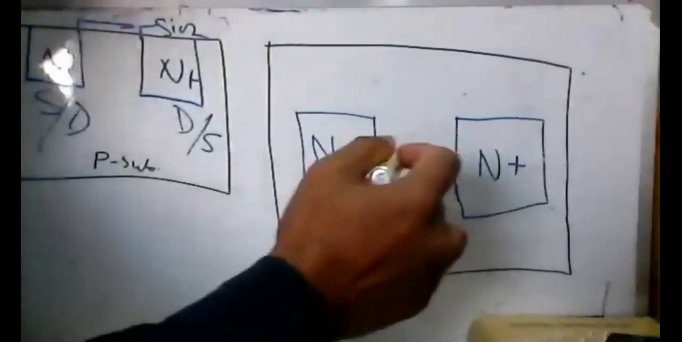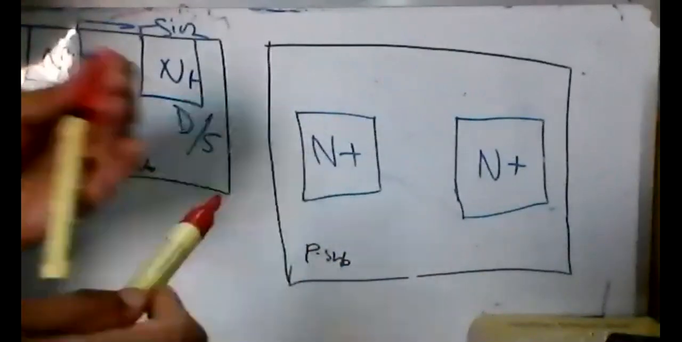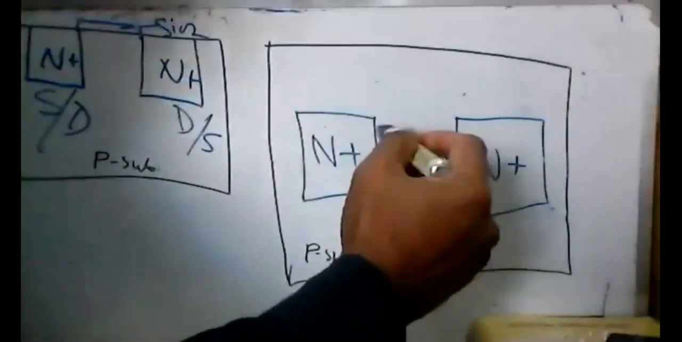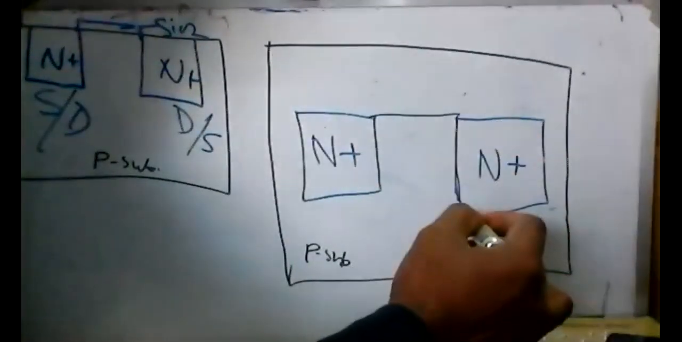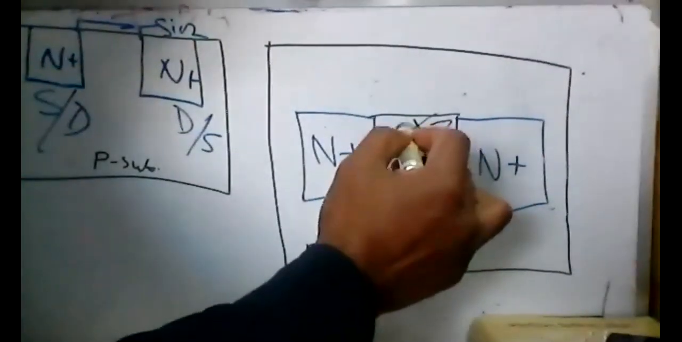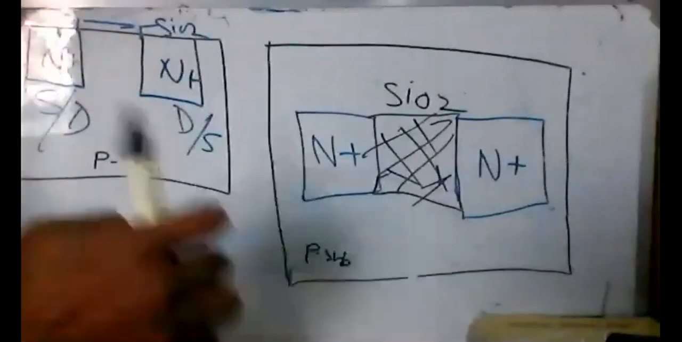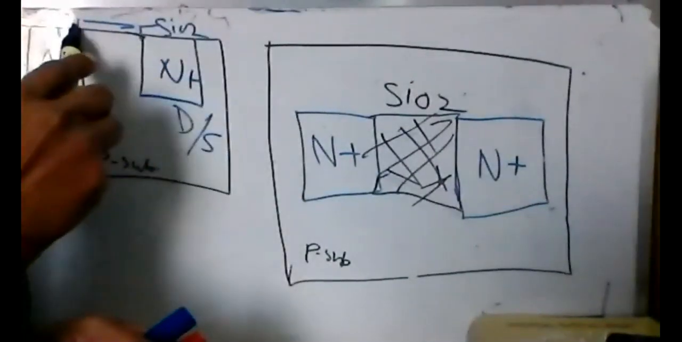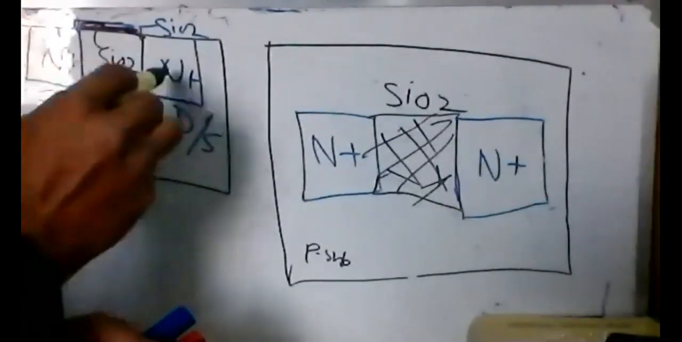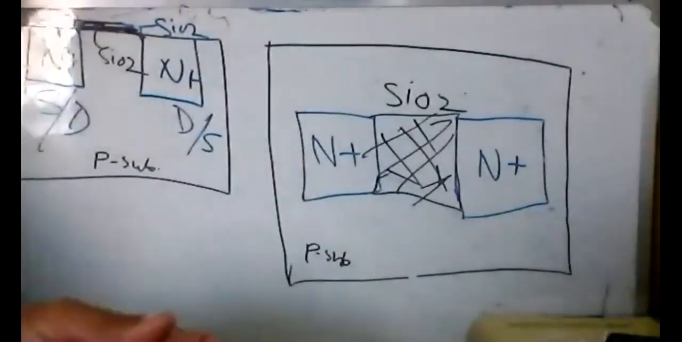One will be source and the other the drain, and in between these two we'll put a silicon dioxide layer, and that is an insulator. This is SiO2, silicon dioxide, between these two, the gate, right? Here between those two is the silicon dioxide, SiO2, and on top of that we'll put a polysilicon.